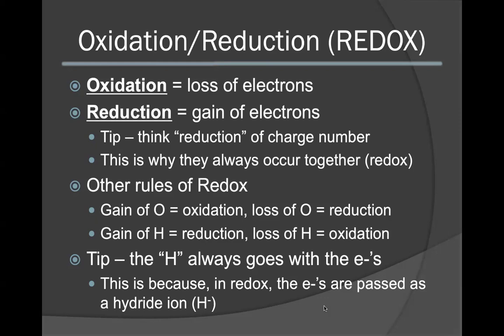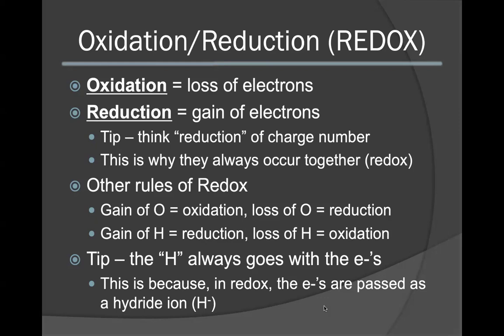In general, an oxidation reaction involves a loss of electrons, whereas a reduction involves a gain of electrons. One way to remember what is being oxidized versus what is being reduced is to think of reduction as the change in charge number. When you're gaining electrons, you are gaining negative charge, which means your charge becomes more negative. When you are being oxidized, you are losing electrons, which means you're losing negative charge, and then you usually have a positive charge associated with that atom.